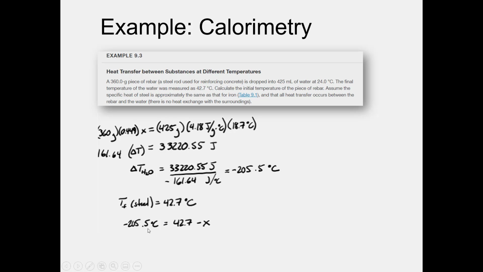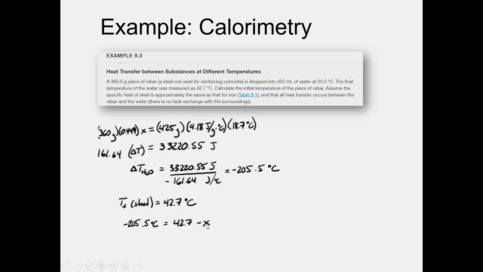We can write an expression for the temperature change of the steel. Delta T steel is equal to the final temperature of the steel minus the initial temperature of the steel. Our delta T steel is negative 205.5 degrees Celsius. Our final temperature for the steel is positive 42.7 degrees Celsius. Our initial temperature of the steel is minus x.